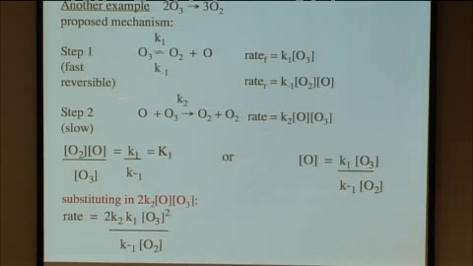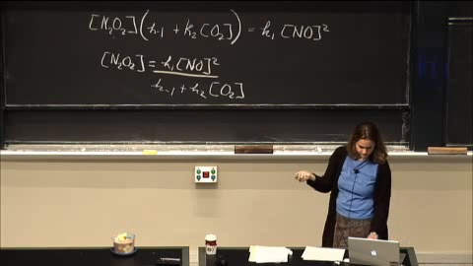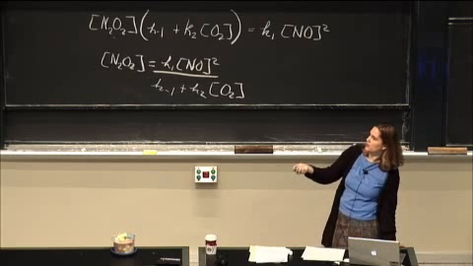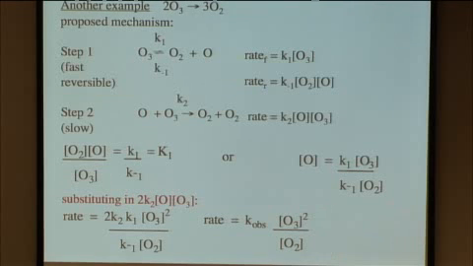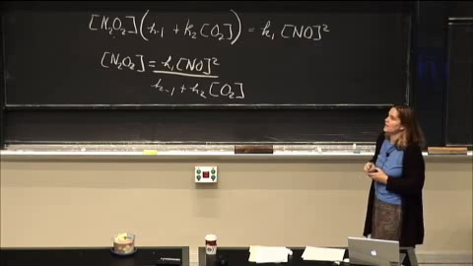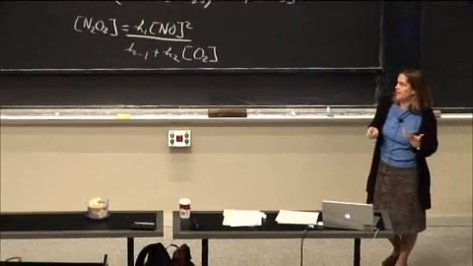The expression that we wrote was 2 k2 times the concentration of our intermediate times the concentration of O3. Now we substitute in for the intermediate. So we have 2 times k2 k1, we have O3 and an O3, so that's squared, over k minus 1 times O2. And this can also be expressed in terms of k observed, putting those terms together, O3 squared over O2. And that would be the answer to what the rate is for that particular proposed mechanism.